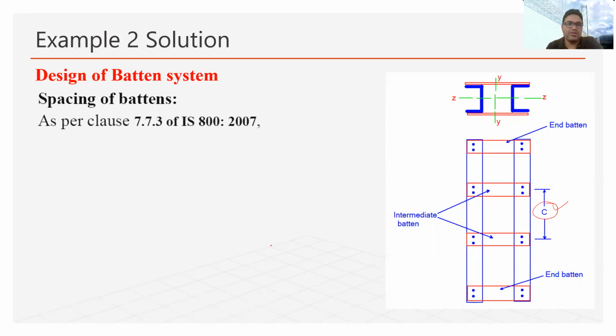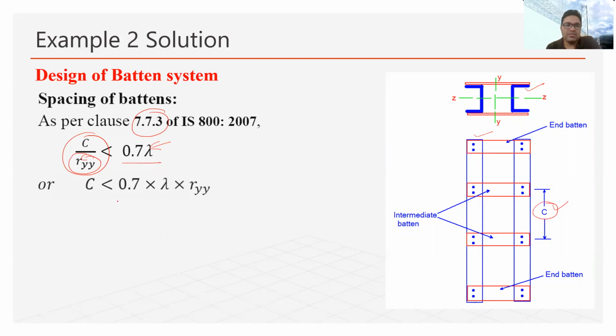As per IS code recommendation, clause number 7.7.3, which I have discussed earlier also, it says that the ratio C by RYY should be less than 0.7 times lambda. This lambda is the effective slenderness ratio of the whole column, and RYY is the radius of gyration of the single channel section. With this relation, we can find out the value of C.